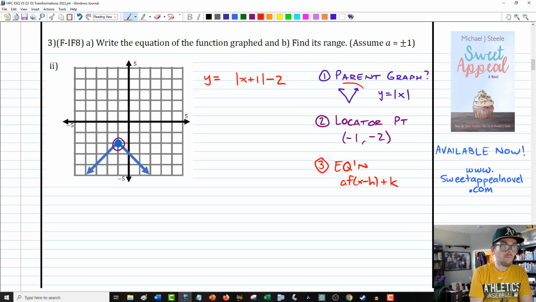And that is our parent graph opens upward. It's like a volcano that's been flipped on its head. Well, this one's pure volcano. It's basically like pointing upward. So in this case, our graph has been reflected vertically. So because of that, we need a minus sign.